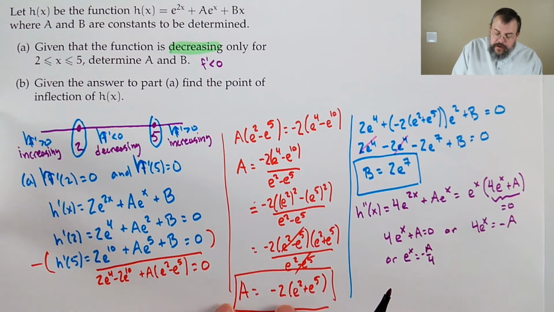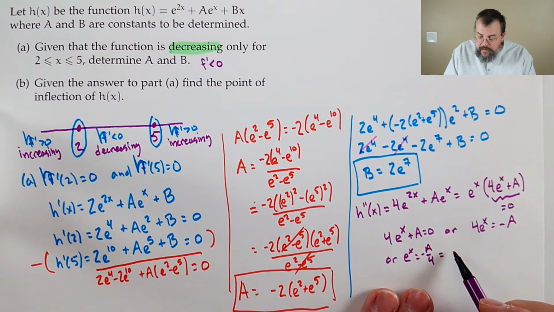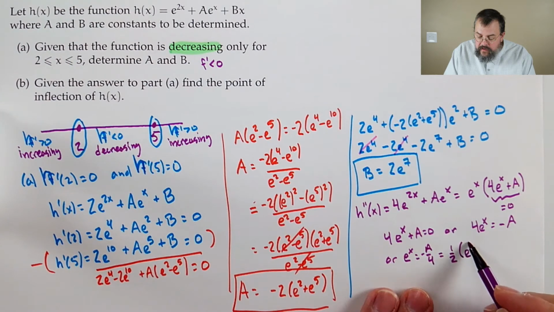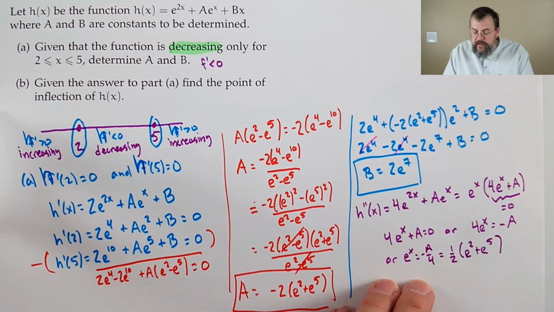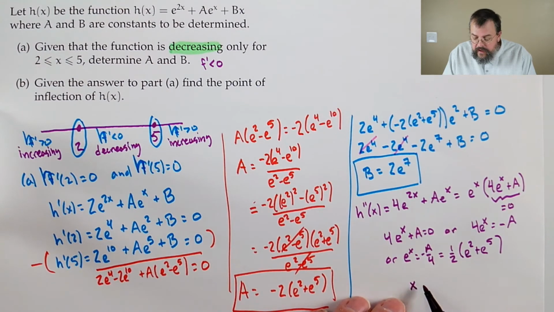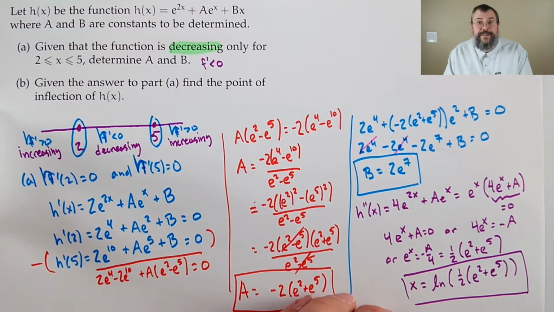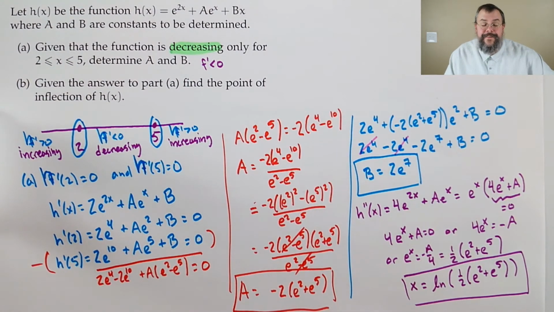Well, hey, let's just put in what a is now. So I'm really multiplying this by minus a fourth, which would be 1/2 e squared plus e to the 5th. So finally, that's what e to the x is. So how do I get x? Well, the answer is x is the natural log of 1/2 times e squared plus e to the 5th. Aha! That's our inflection point. Just as we would have thought, right? Well, maybe not. So, it's good that we did the work.